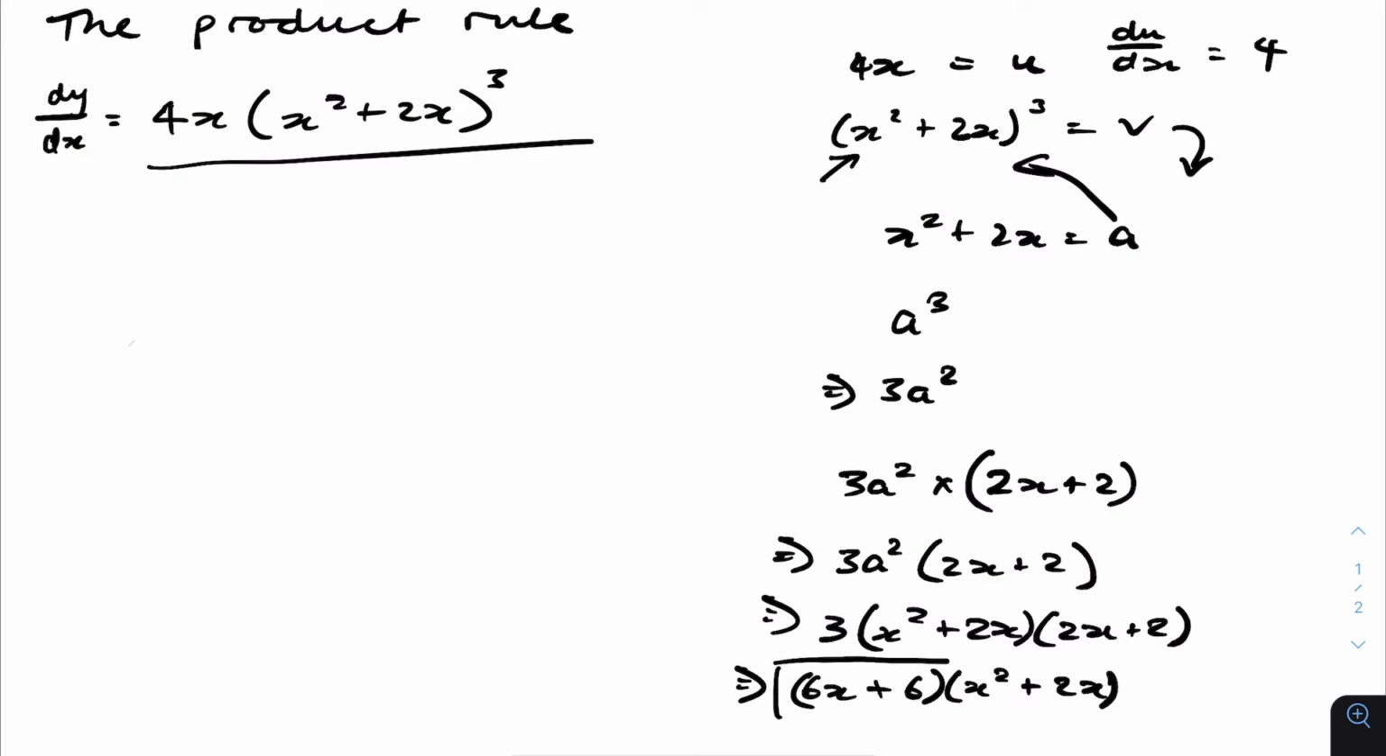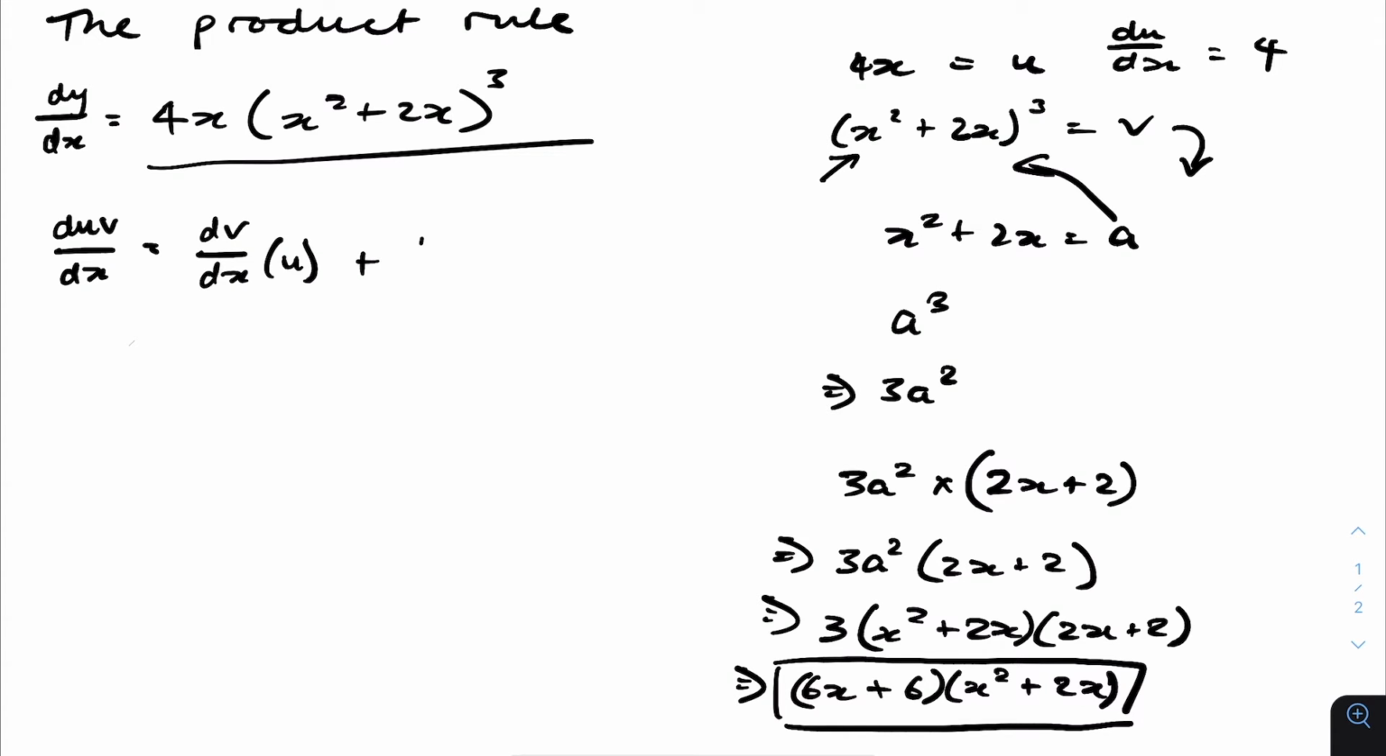Okay, so this here that I'm just boxing right now is our value of dv over dx, because we used chain rule in this case. If you haven't watched the video on chain rule, I would recommend you do so, because otherwise this will look very confusing. All right, so now let's do dy over dx as a whole. So remember, dy over dx, the derivative of uv, is dv over dx multiplied by u plus du over dx multiplied by v.